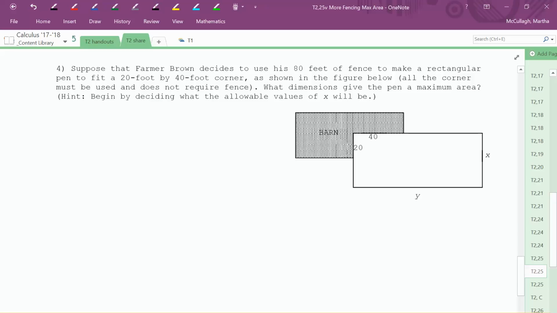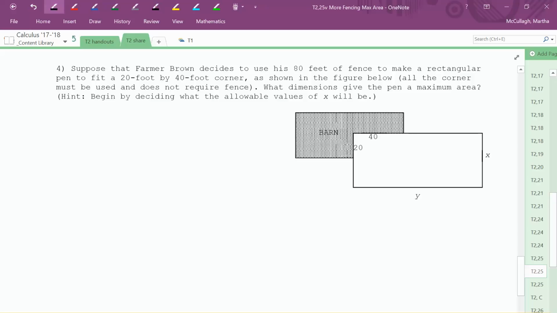For this last problem, we're going to be taking in all of the stuff that we've done above. We still have our barn. And now he only has 80 feet of fence this time. He's going to make a rectangular enclosure, that's this enclosure, the clear part, to fit in a 20-foot by 40-foot corner of the barn.